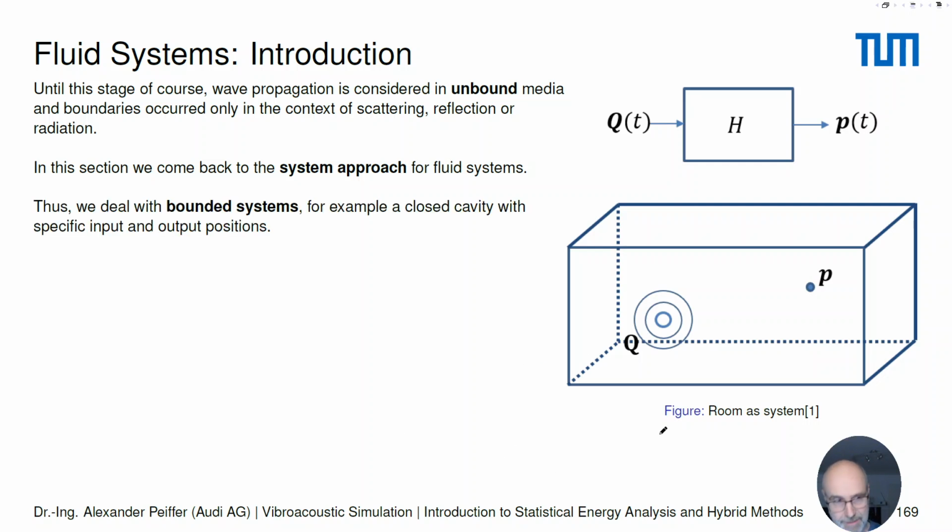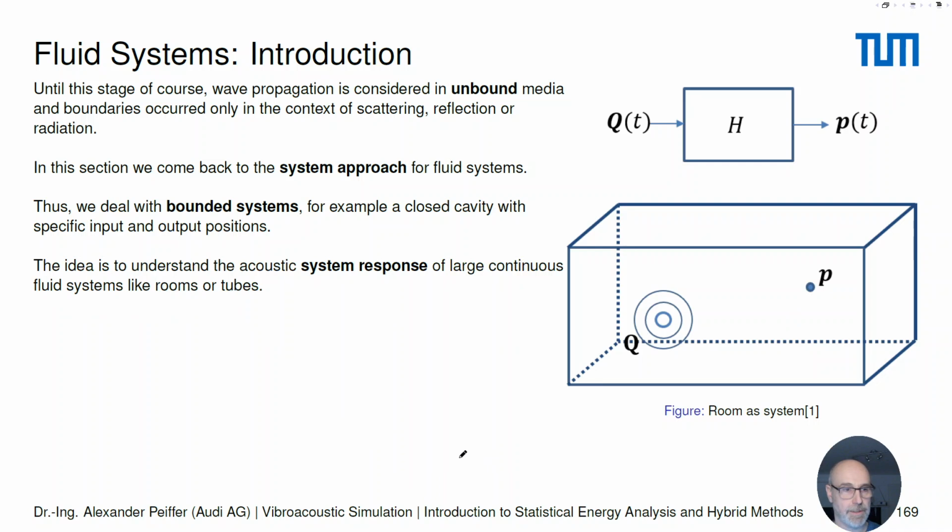So to get a system, we need some boundary, some surrounding. So we need a bounded system, and it could be a closed cavity, it could be a tube or whatever. And in this cavity, we will have input functions or signals. It could be whatever velocity at the wall. It could be a source excitation, a source strength, a volume source, and we have some responses somewhere in the room as pressure. So the idea is to understand what is the physics and the dynamics of such systems.